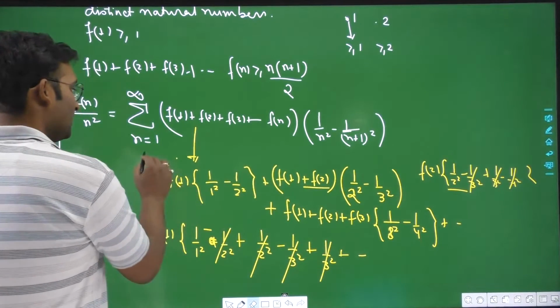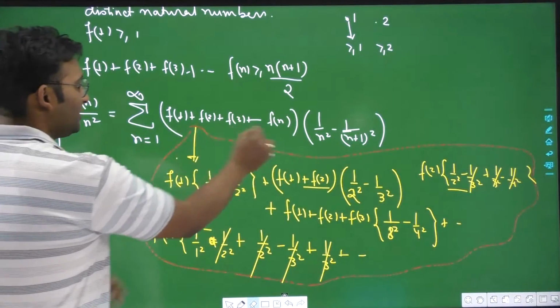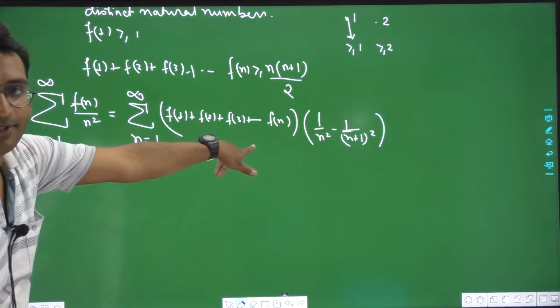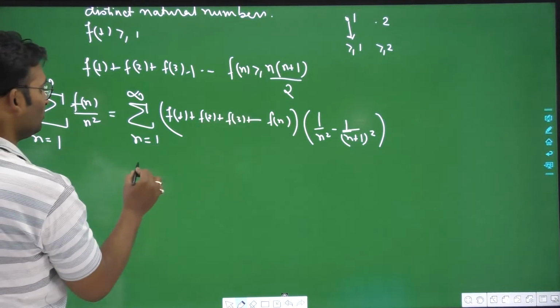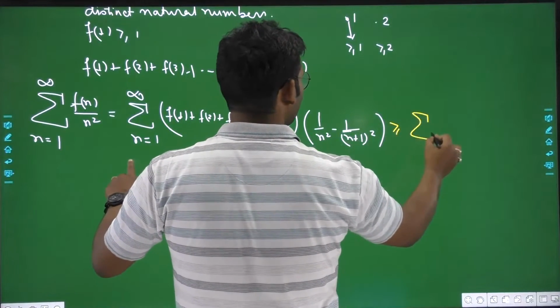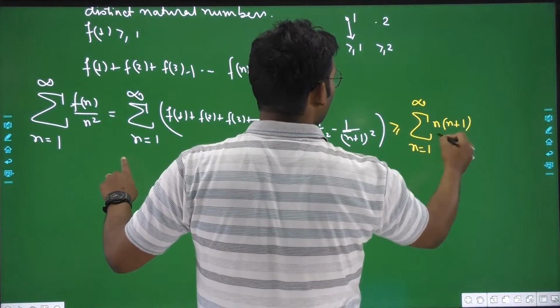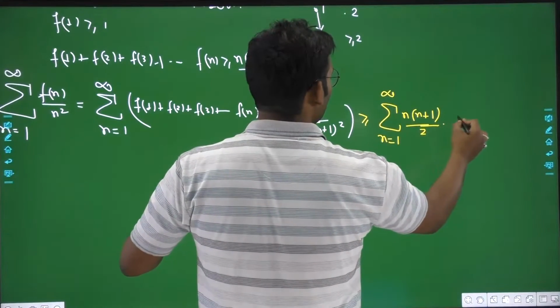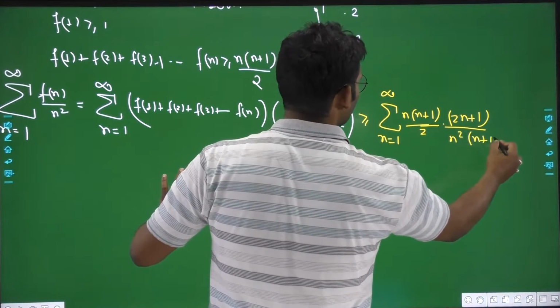But what is the fun in this? Why am I doing this? I am doing this because I have an estimate in mind that this particular thing must be greater than or equal to n(n+1)/2. So what I can do is write that this is greater than or equal to the summation n equals 1 to infinity of n(n+1)/2 into (2n+1) divided by n square into (n+1) whole square.